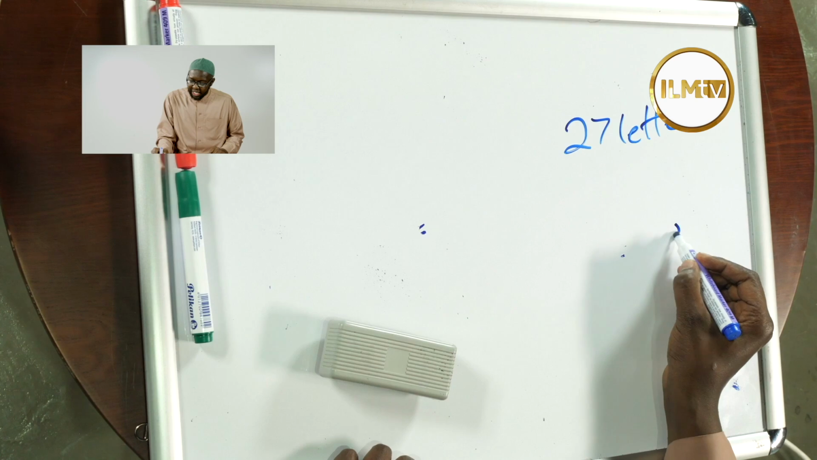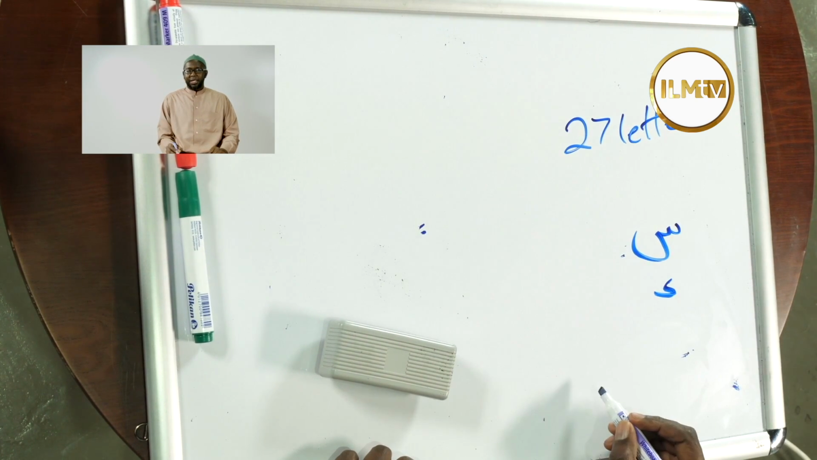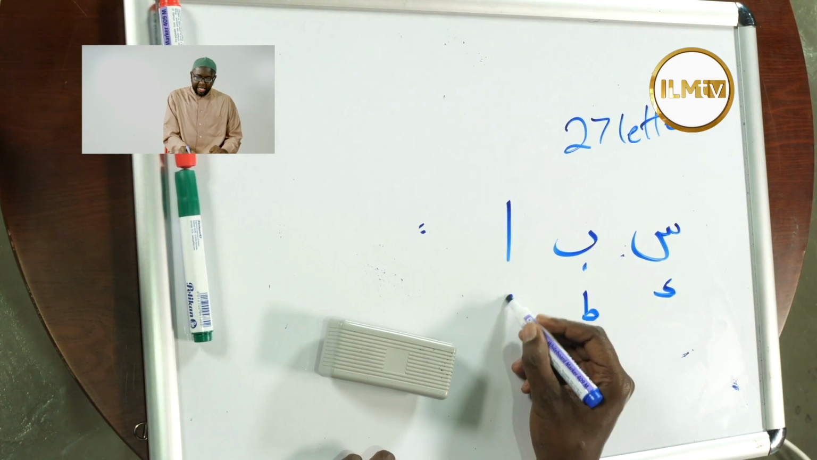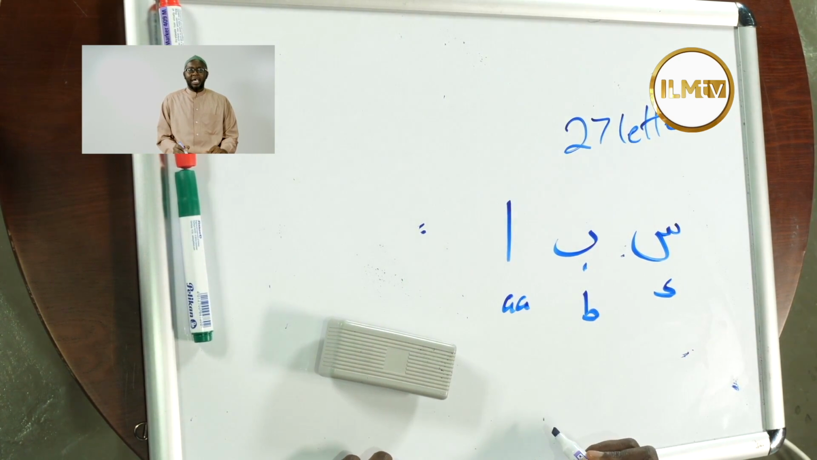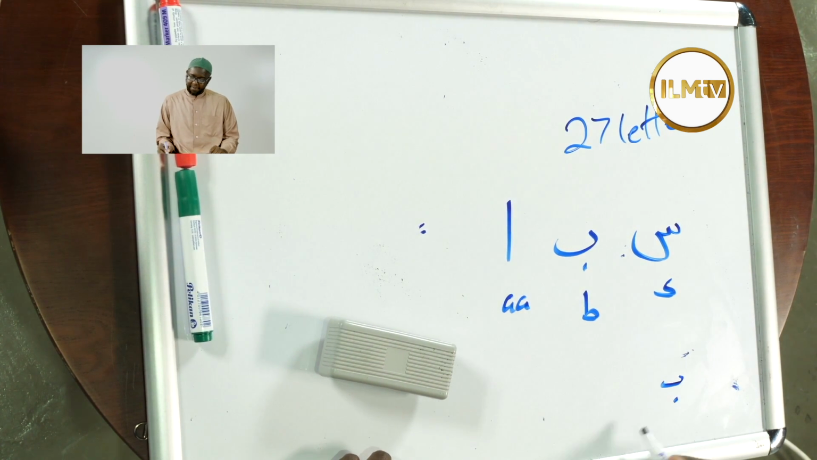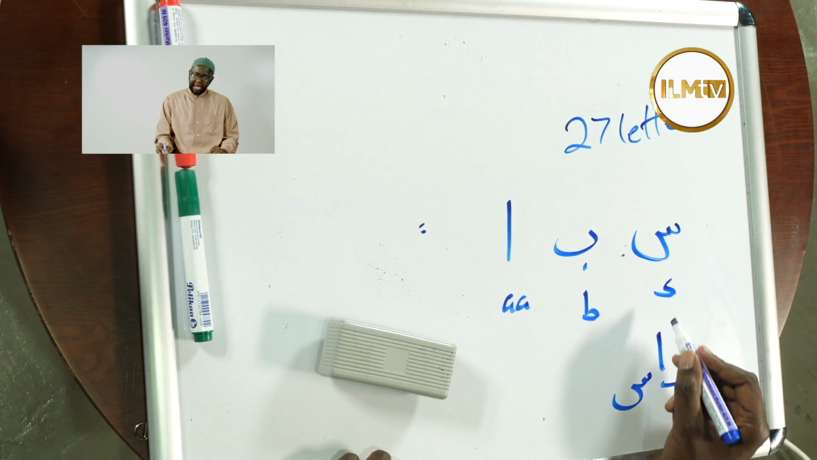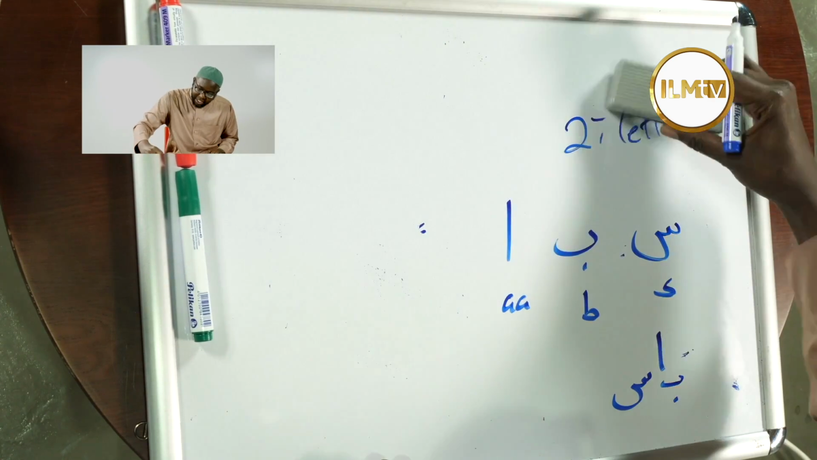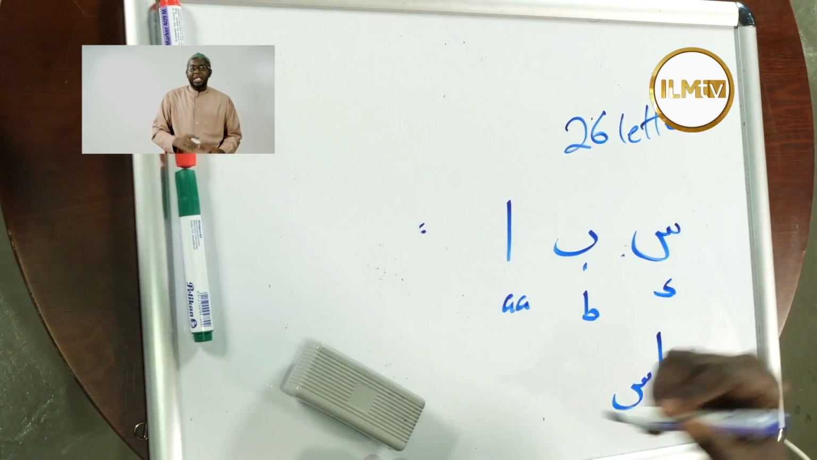For example, we say an S sound, and that's a B sound, and that's an A. So if you wanted to say bas, you could just take a B and an A and a S, and you say bas, bas. See? Now we can say we have 26 letters to go. So it is very easy to learn the Arabic language.